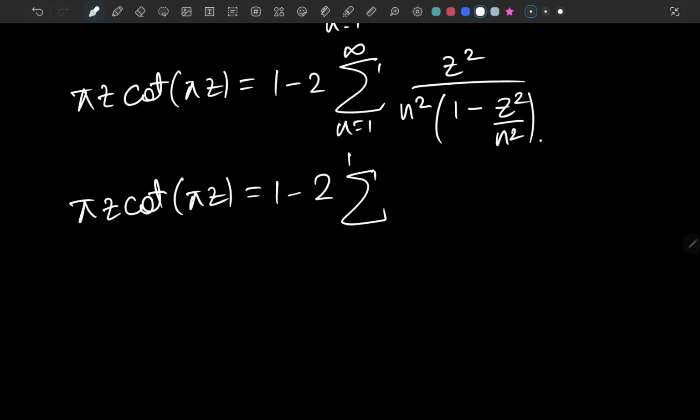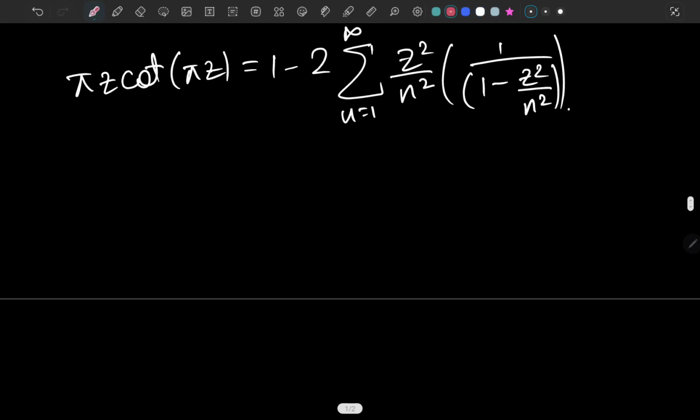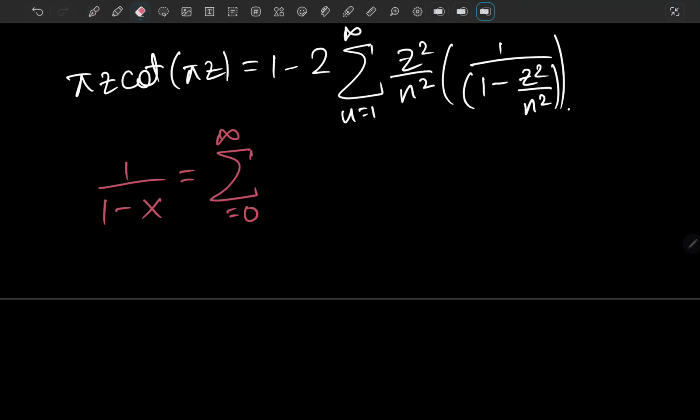1 minus 2 times the sum as n goes from 1 to infinity, and it's z squared over n squared, and it's 1 over 1 minus z squared over n squared. And now let's just talk about this thing actually, and this is pretty amazing, because we know that we can represent 1 over 1 minus x as the sum as k goes from 0 to infinity of x to the k, right? And the condition for this is the absolute value of x should be less than 1.